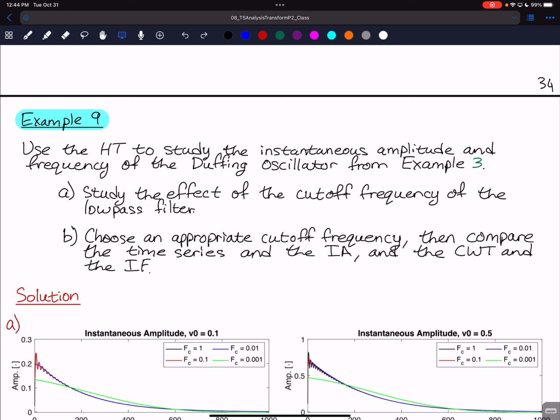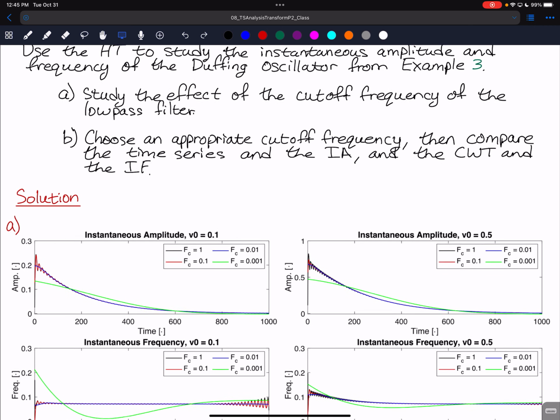We're going to study the effect of that, and we're going to see some of these oscillations that I've been talking about. Then we're going to choose the right cutoff frequency and plot the instantaneous amplitude and instantaneous frequency on top of the time response and the wavelet spectrum.